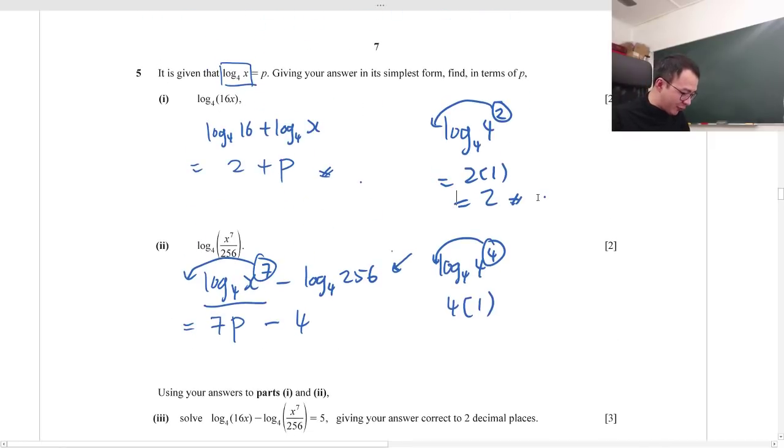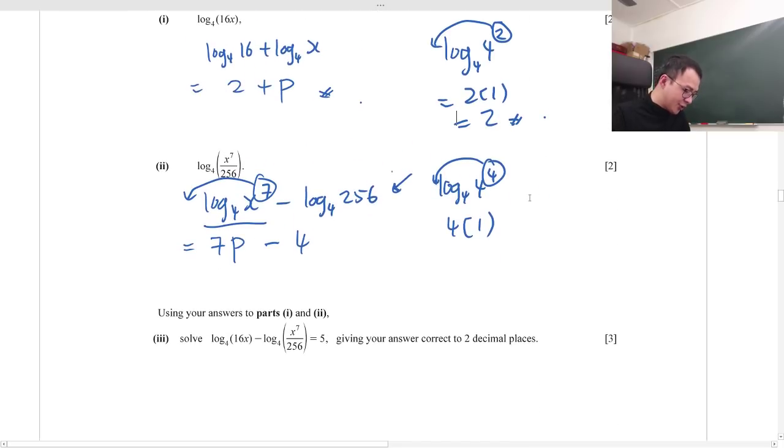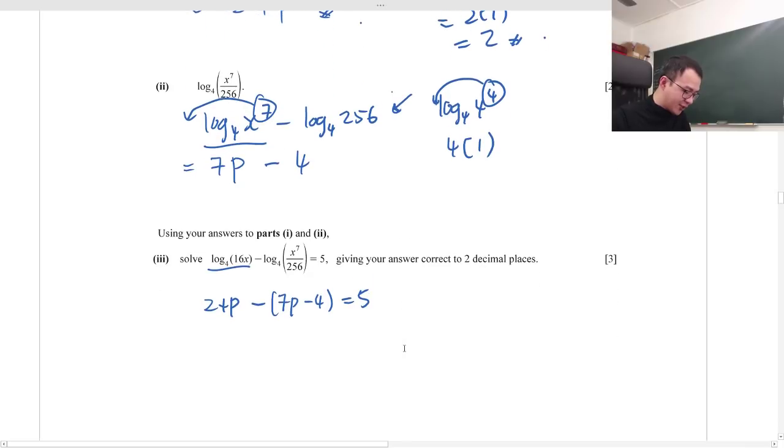Using your answer in part 1 and part 2 to solve this. Alright, so basically just substitute. So this one we know is 2 plus P minus, this one I know is 7P minus 4, equals 5. So we will just solve this one. So okay, negative 6P plus, so plus 6 equals 5. So 6P equals 1. P equals 1 over 6.